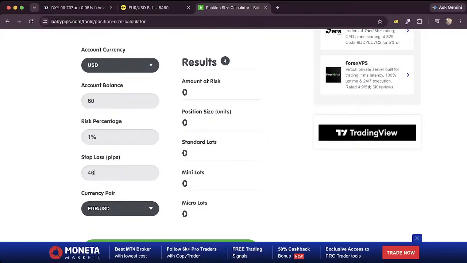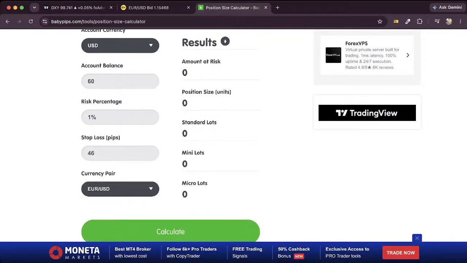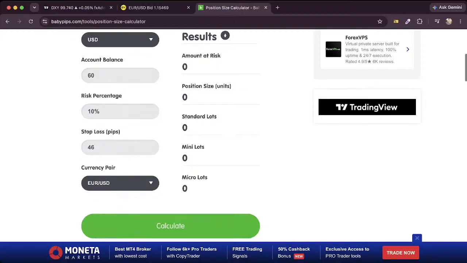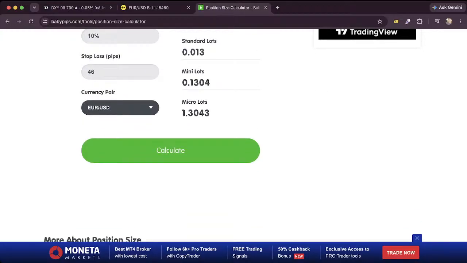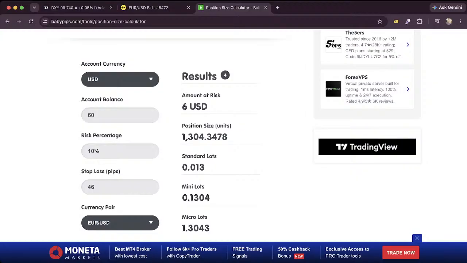Then select the currency pair, of course. It defaults to EURUSD, but you can select another currency pair. So I want to risk 1% of 6. Then you calculate the amount of risk by position size, by standard lot size. This is the lot size you use, which is still the lowest lot size, 0.01.